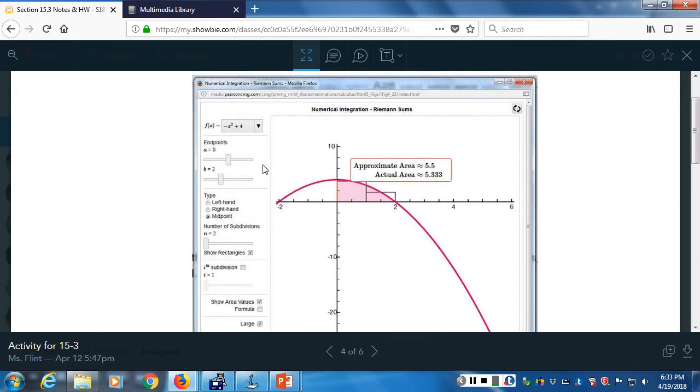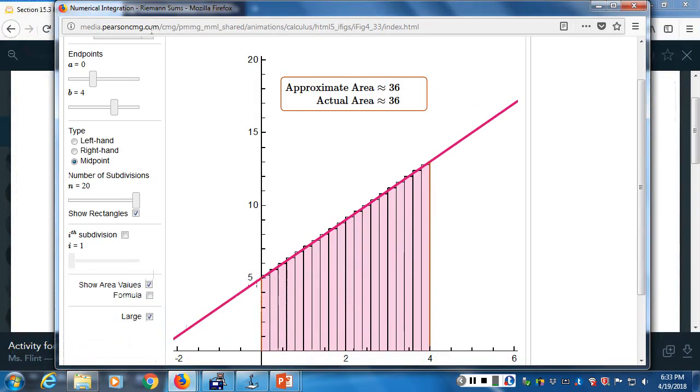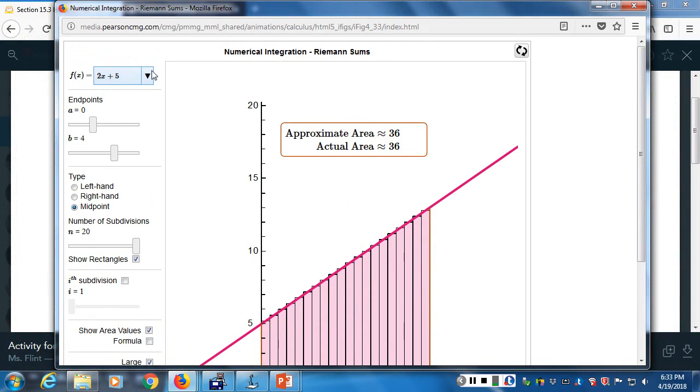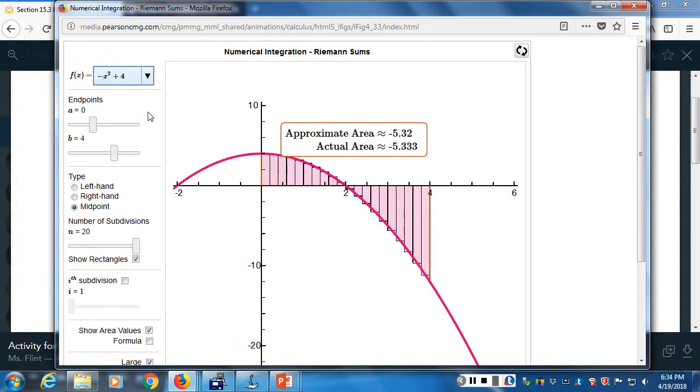And instead of looking at that, we're going to look at the function negative x squared plus 4, and we're going to look at the area that starts at 0 and goes to 2. And I'm going to show you how we actually do that. So what we do is we go up here and we pick, instead of 2x plus 5, we pick the second function down.